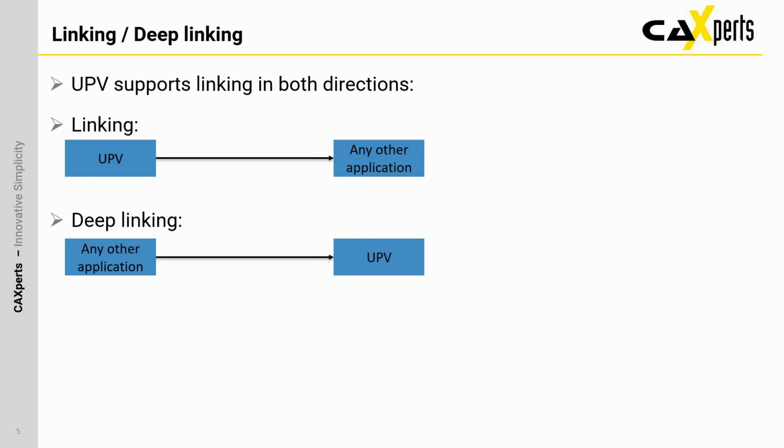Okay, so I would like to start with the linking and deep linking feature here. UniversalPlantViewer allows you to do linking in both directions. What does this mean? When we are talking about linking, this is a feature which allows you to use UPV and from here call any other application, as we will see later on. The deep linking is exactly the other way around. This allows us to have a link in any other application that will target the UniversalPlantViewer, and UniversalPlantViewer knows what to do with this. So we're going to start with the linking.